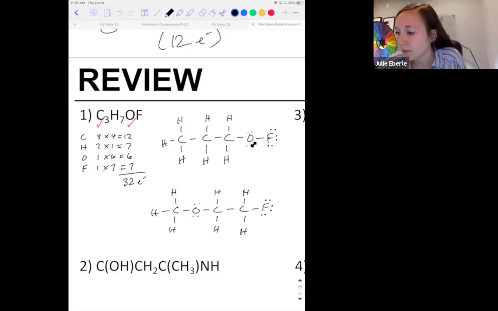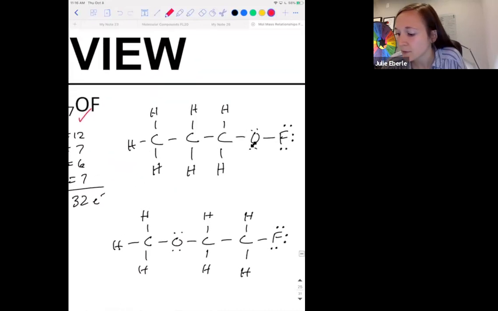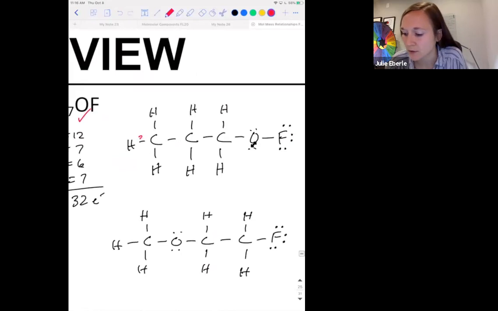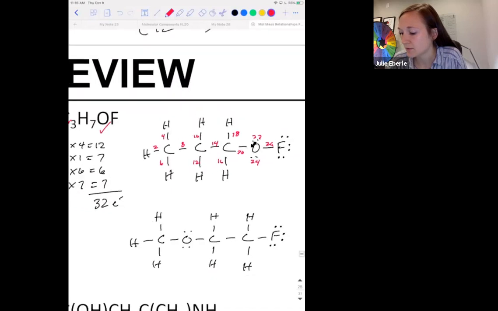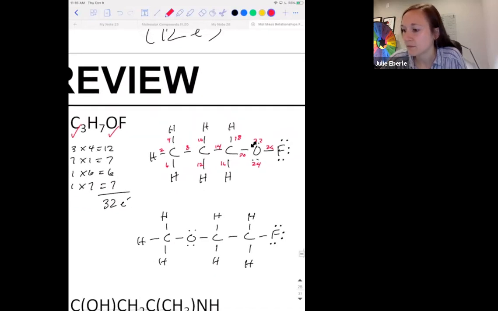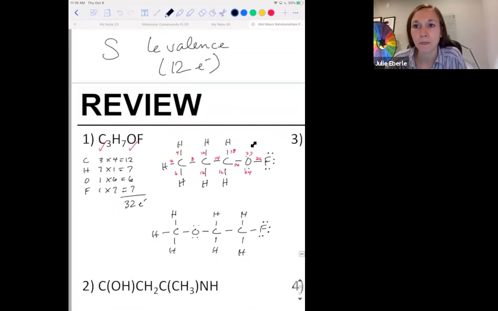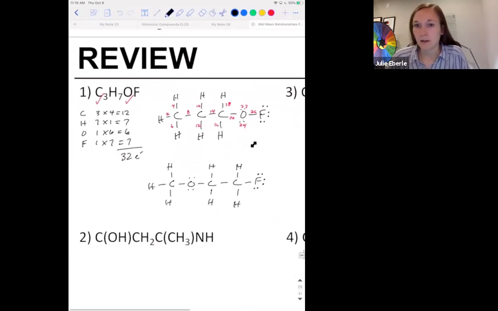So now if we count up our electrons, remember every line is 2 electrons. So 2, 4, 6, 8, 10, 12, 14, 16, 18, 20, 22, 24, 26, and then 6 more on fluorine adds up to 32. Okay. All right, any questions on that one?